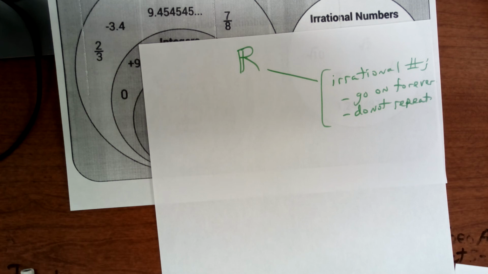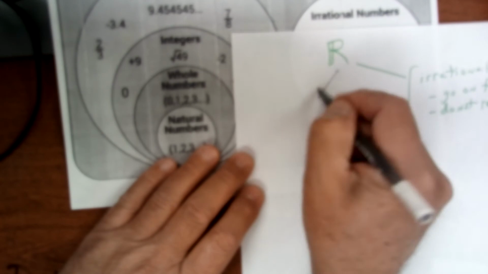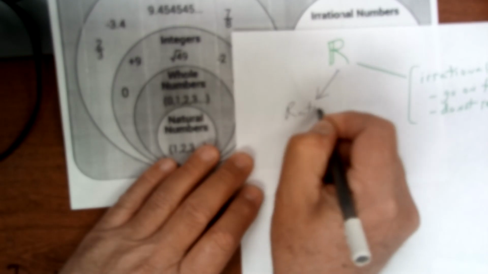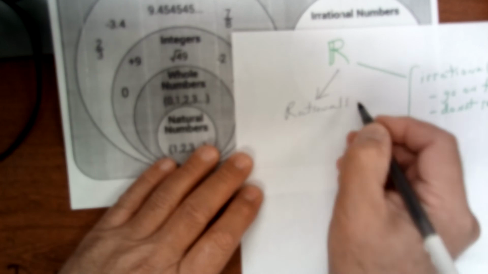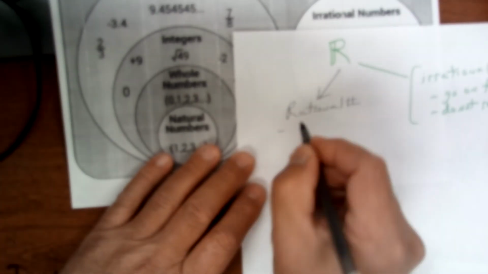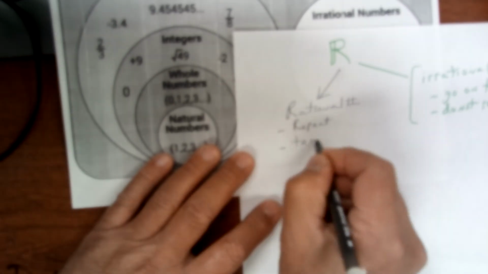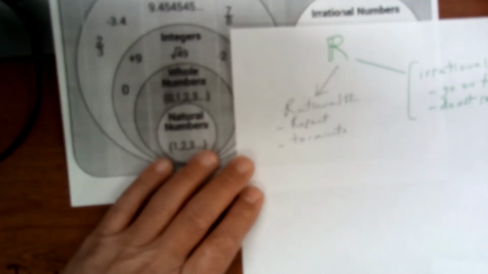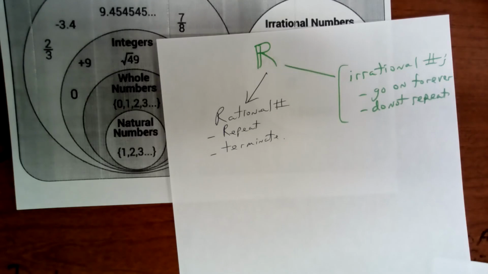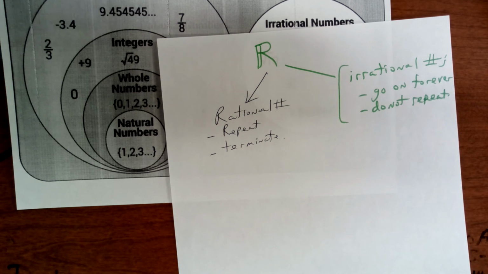All right. So once I get to this point, now I go to rational numbers. Okay, so rational numbers repeat or terminate. Okay, so if it goes on forever, it's going to be irrational. And I think I might have lost focus there, so let me see if we can get focus. Okay, so that should be better. A rational number repeats or terminates. So let's keep moving here.